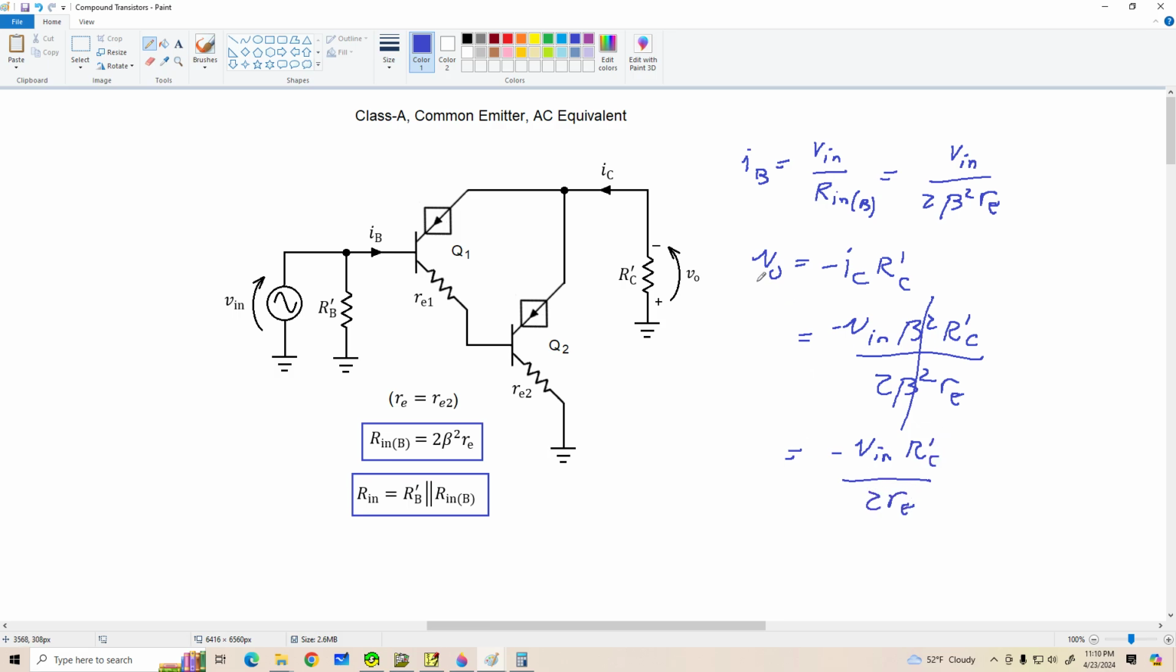And finally, voltage gain is Vout divided by Vin. So if we divide out the Vin, we get AV equals negative R prime C divided by 2 times little re. So there is the voltage gain for the Darlington in a Class A common emitter amplifier with a bypassed emitter. It's very similar to the equation we got for a single transistor, except we have to double little re in the denominator. So what we're doing here is trading off half of our potential voltage gain in order to get really high input resistance. And that's usually a pretty good trade-off.